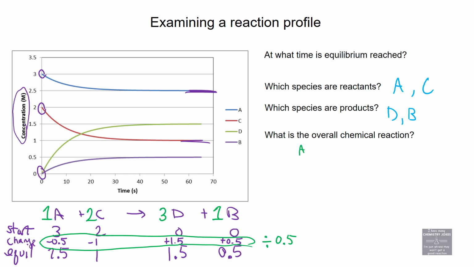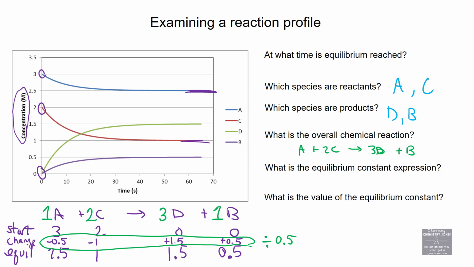But that leads me to the overall reaction. A plus 2C yields 3D plus B. I need whole number coefficients. You can't leave them as fractional coefficients. Okay, we're almost done. What's the equilibrium constant expression? What's the value of the equilibrium constant?